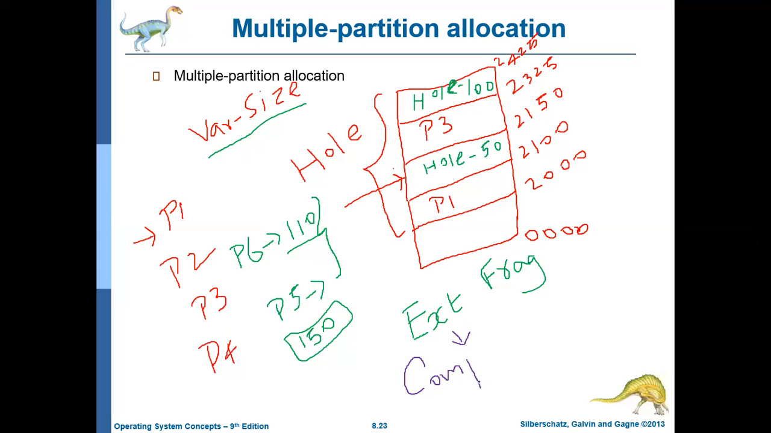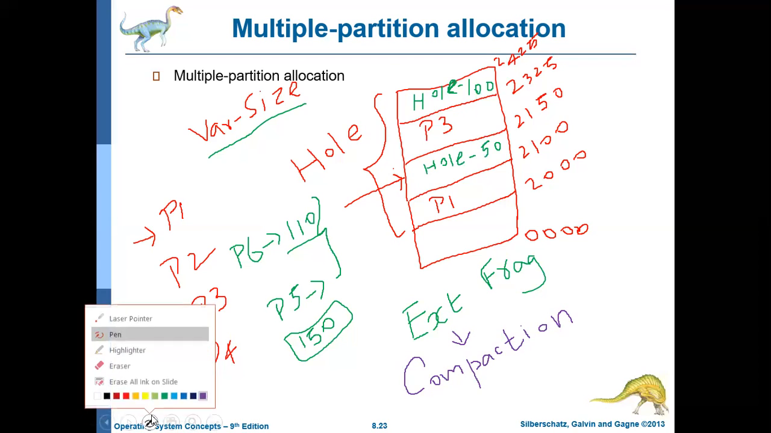Okay. So what is compaction? There is a technique called compaction, and using this technique, the problem of external fragmentation can be rectified. How? You just move all the holes to one end and all the processes that are executing to another end.